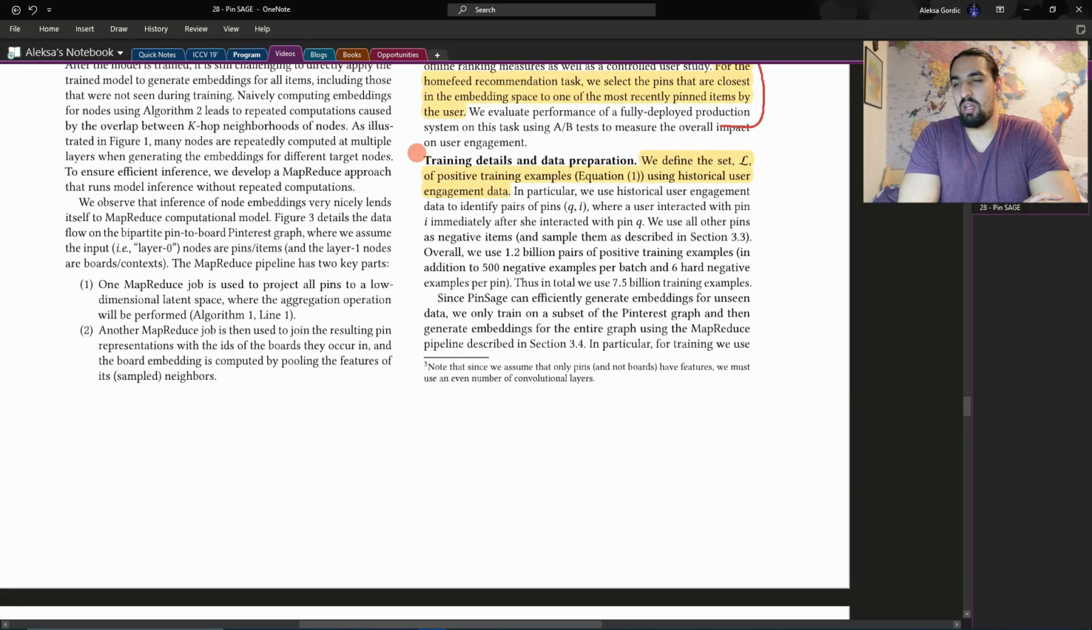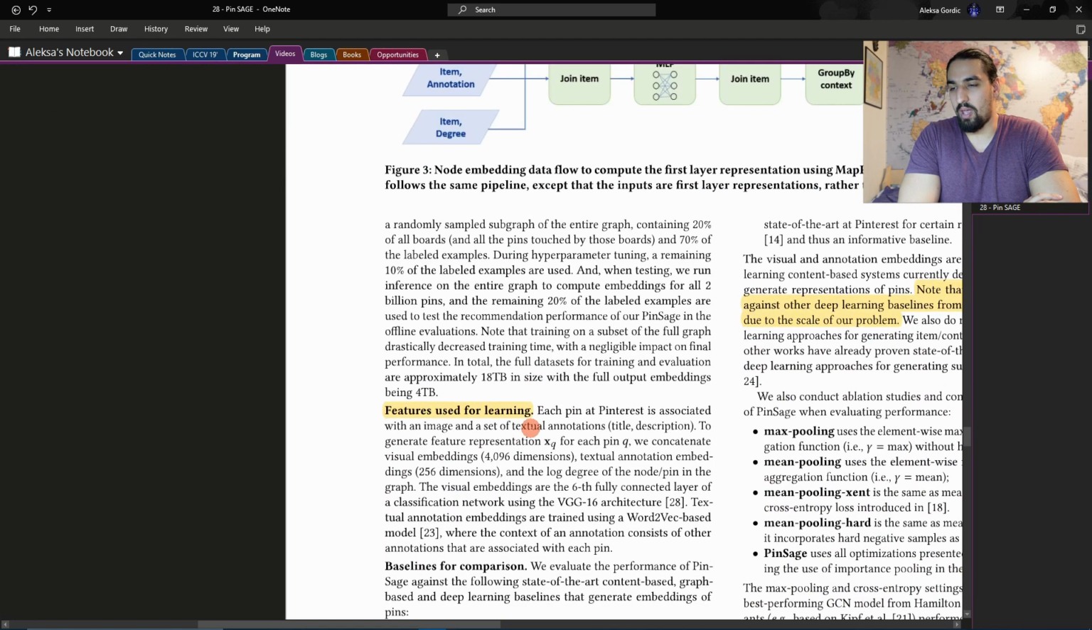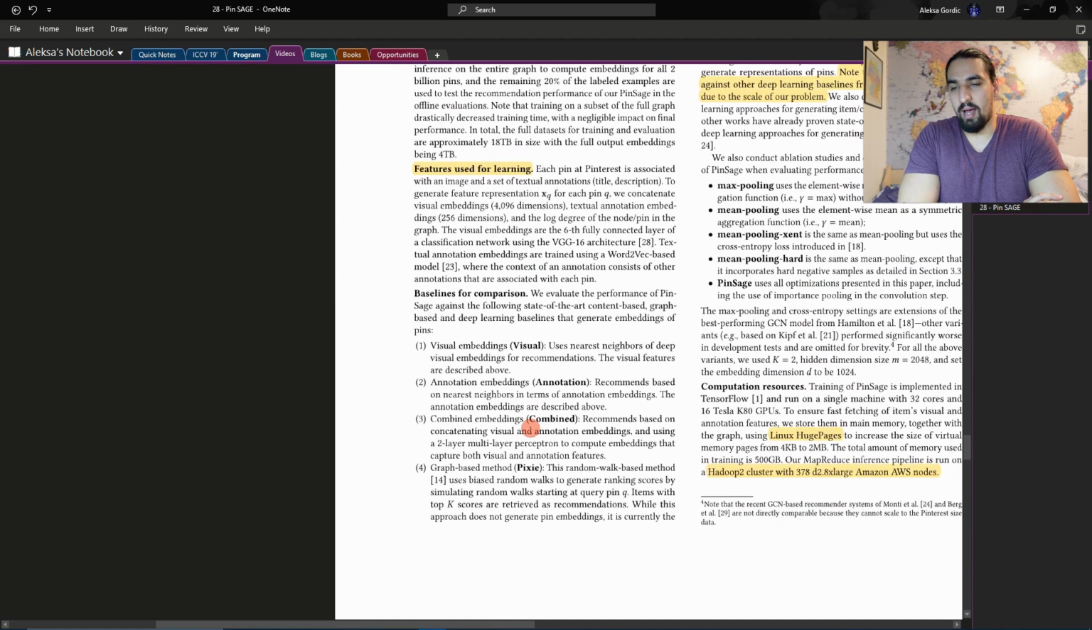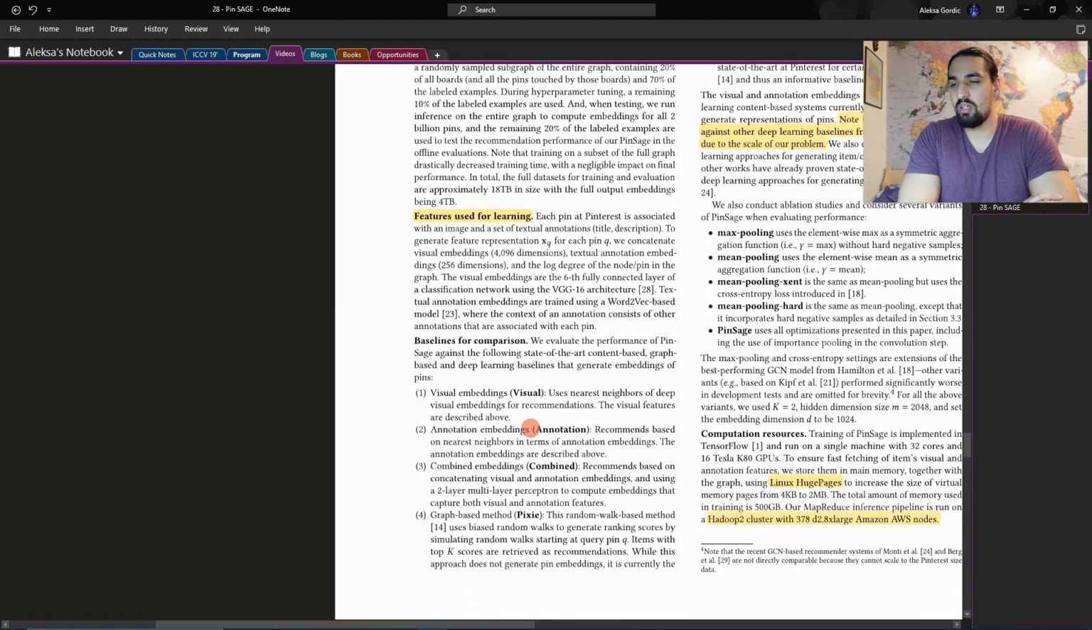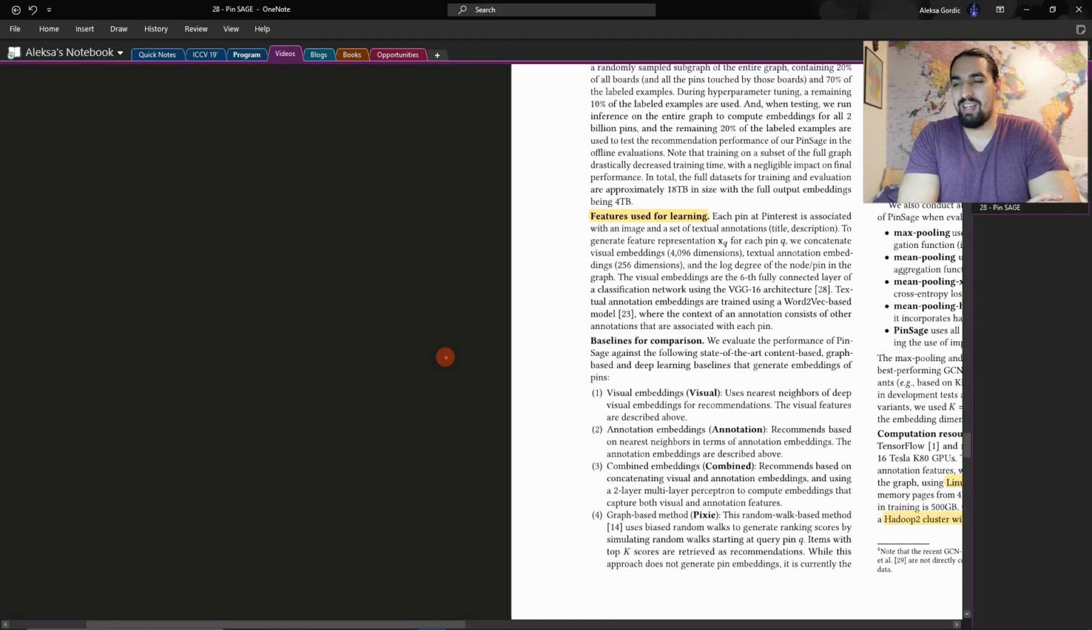So again, I mentioned this. They define the set L by using the historical user engagement data. Okay. Before we see some results, let me detail a little bit how the features for every single pin are constructed. Basically, every single pin has some image associated with it. Then we also have some annotations, so textual information, and this node also has some connections with some other nodes.